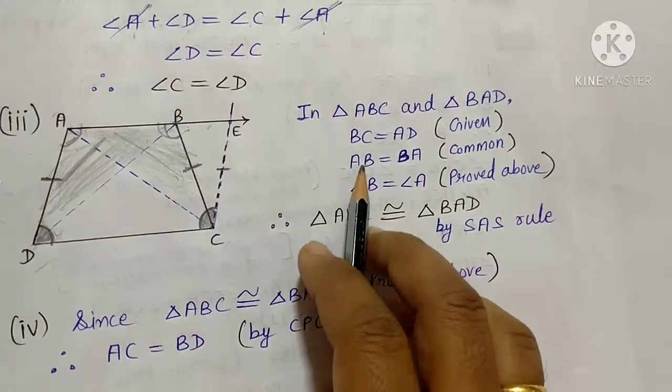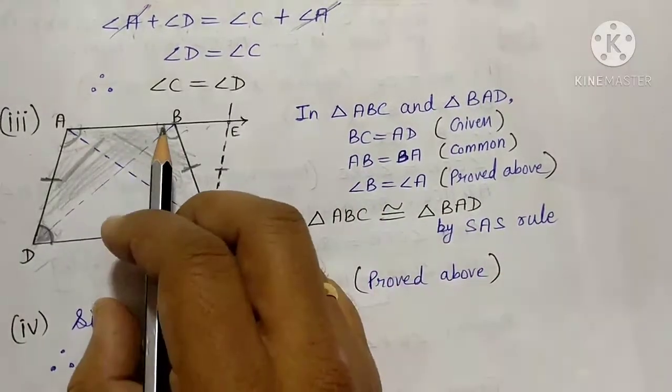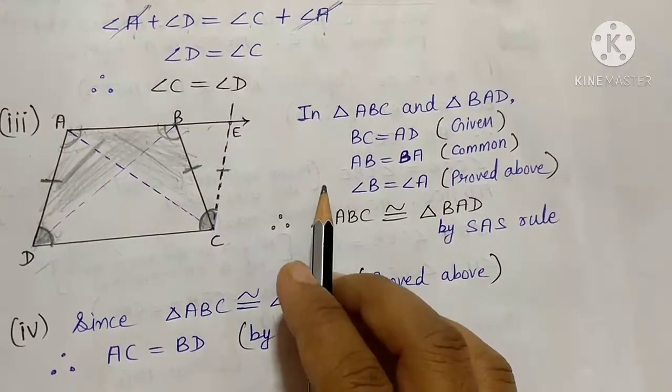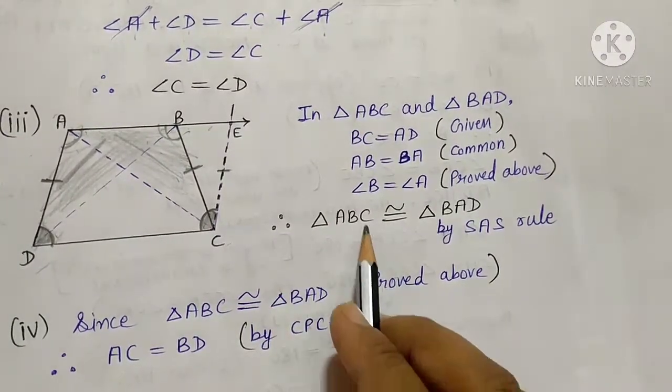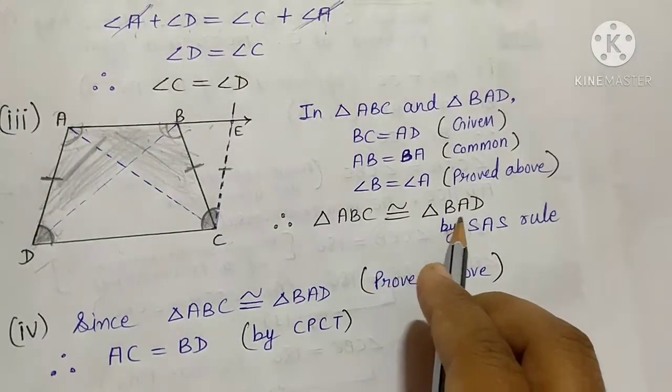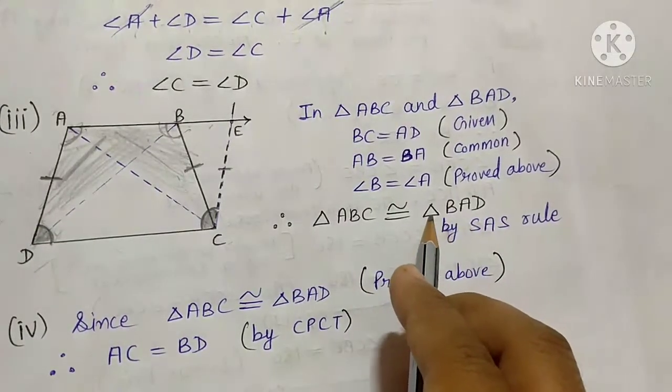So one angle, two sides. It means this is the included angle. So by the SAS rule, we can say that triangle ABC is congruent to triangle BAD. So our third part is also proved.